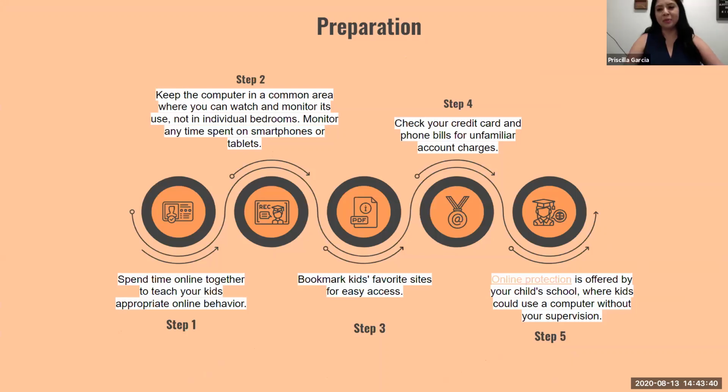So, el primer paso para seguridad en Internet es uno, pasar tiempo con sus estudiantes enseñándoles qué es apropiado hacer en Internet. Okay. Keep the computer in common areas where you can watch and monitor what the student is doing. Yes. Sorry. Mantenga su computadora en una área común donde usted pueda monitorear y mirar lo que los estudiantes están haciendo, el tiempo que están usando las computadoras. Esto es muy importante también.